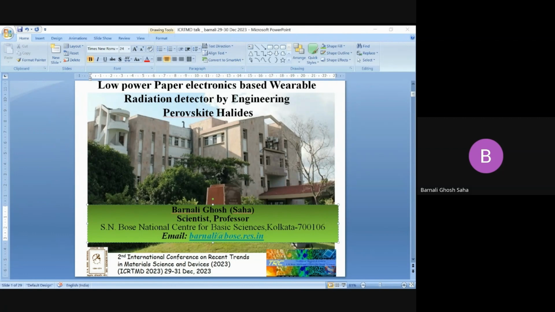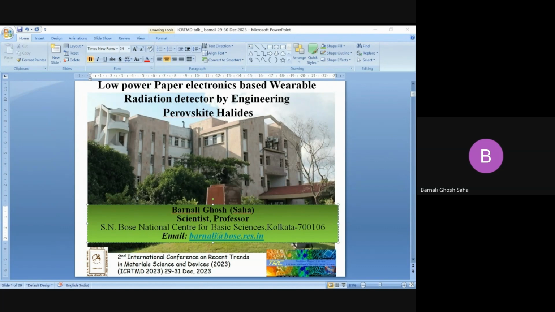At this time I will be presenting the low power paper electronics based wearable radiation detector by engineering perovskite halide material. My broad area of research is basically basic science-based research. This is experimental condensed matter and material physics, and it is low temperature physics as well as nanoscience and nanotechnology. In the basic science research part, I am working along with my students, and we mainly focus on growth of materials.